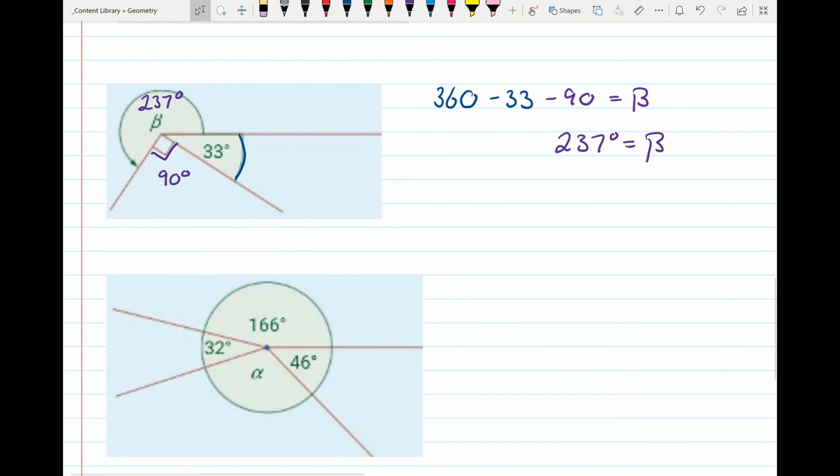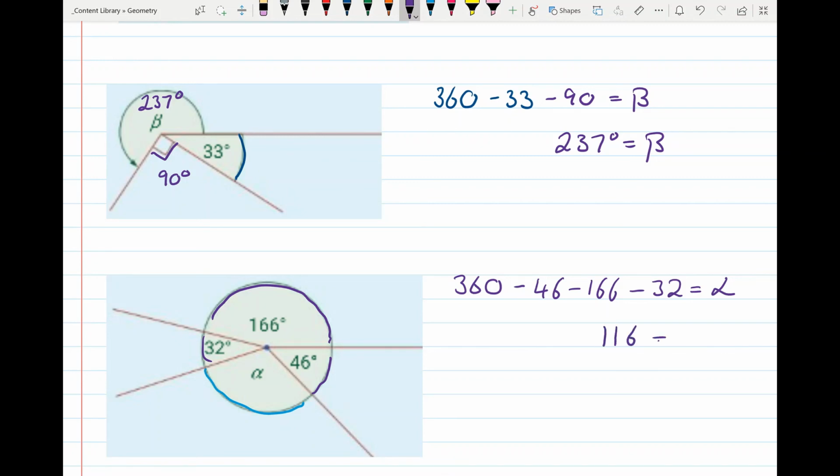And the last one, again, it's a full rotation, all the angles around a point. So it's 360, take away the first angle I know, which is 46. And the next angle I know is 166. And the third angle I know is 32. And if I take all the angles I know away from 360, I'll be left with this unknown angle alpha. So 360, take 46, take 166, take 32, leaves us with 116. And that's the angle alpha.